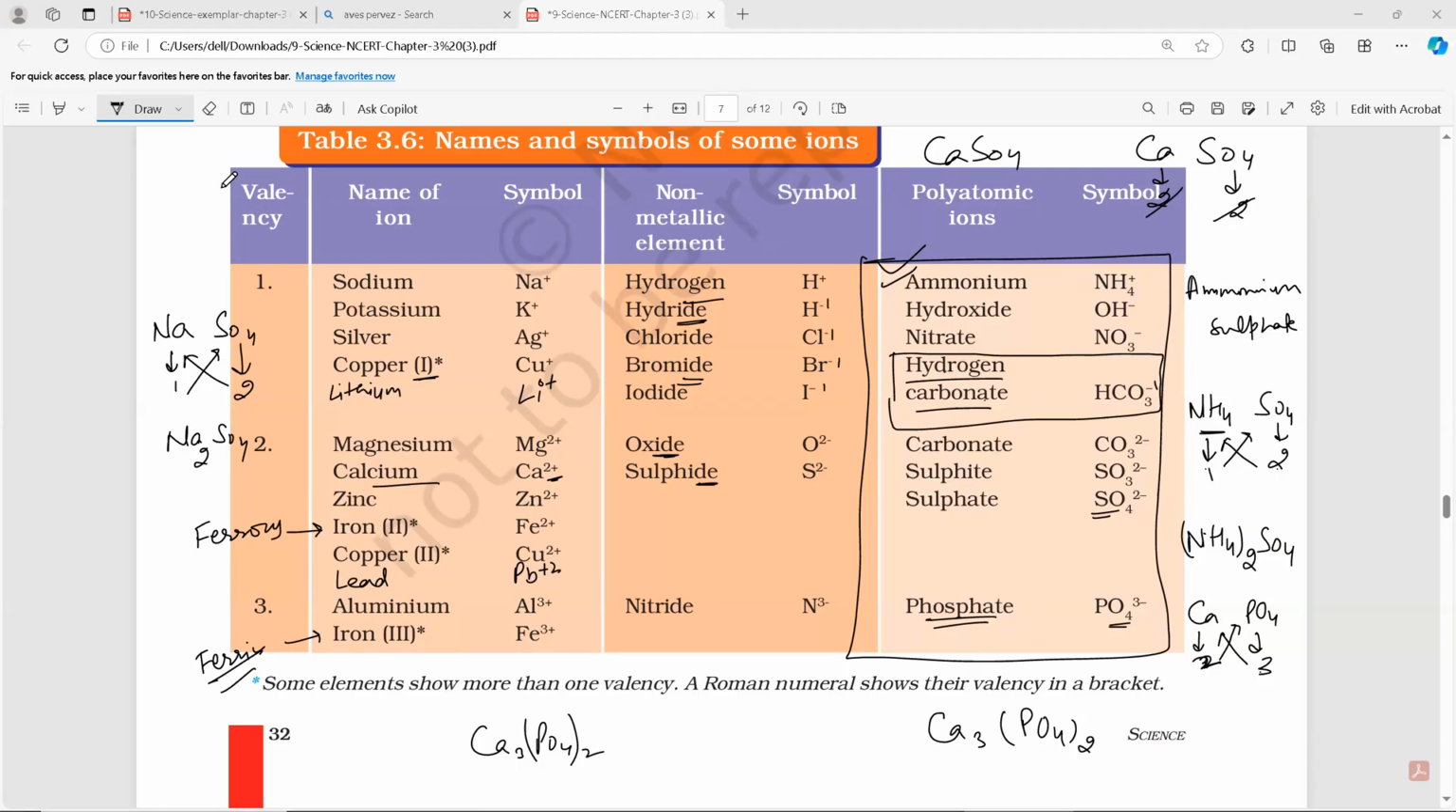Hydrogen and carbonate have the same... Which one? Sir, hydrogen and carbonate. Yeah, this is hydrogen carbonate. For example, I asked you to write the formula of sodium hydrogen carbonate. So the formula of sodium hydrogen carbonate will be NaHCO3.